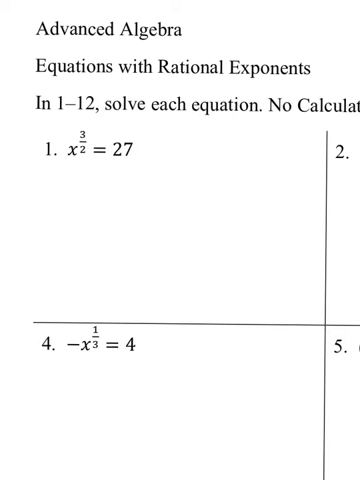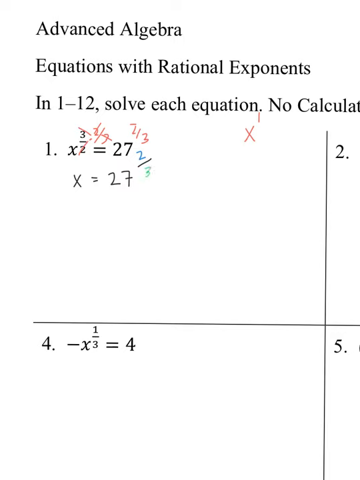What we want to do in order to solve for number 1 is to get the x to the 3/2 to be x to the 1st. So what we're going to do is multiply 3/2 by its inverse on both sides of the equation. What happens is that this 3 cancels out with this 3, and this 2 cancels out with this 2 here. So we're left with x equals 27 to the exponent 2/3.